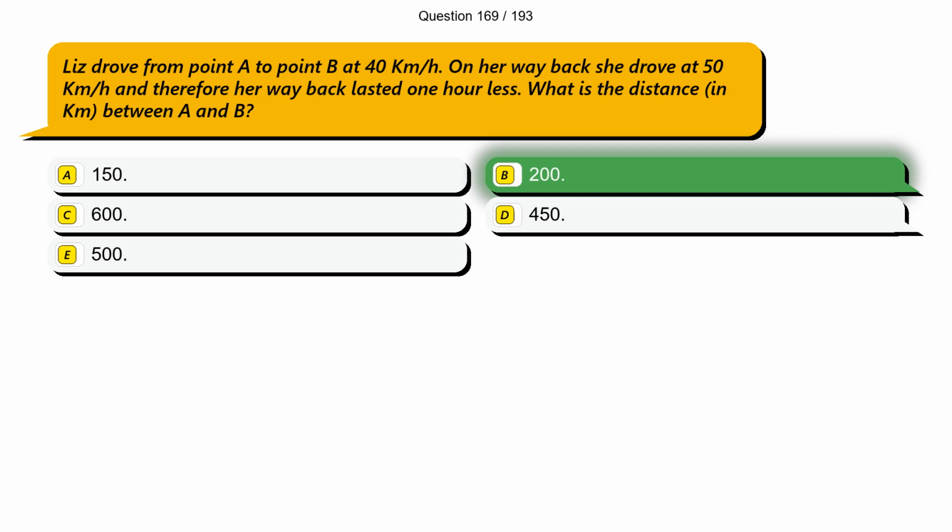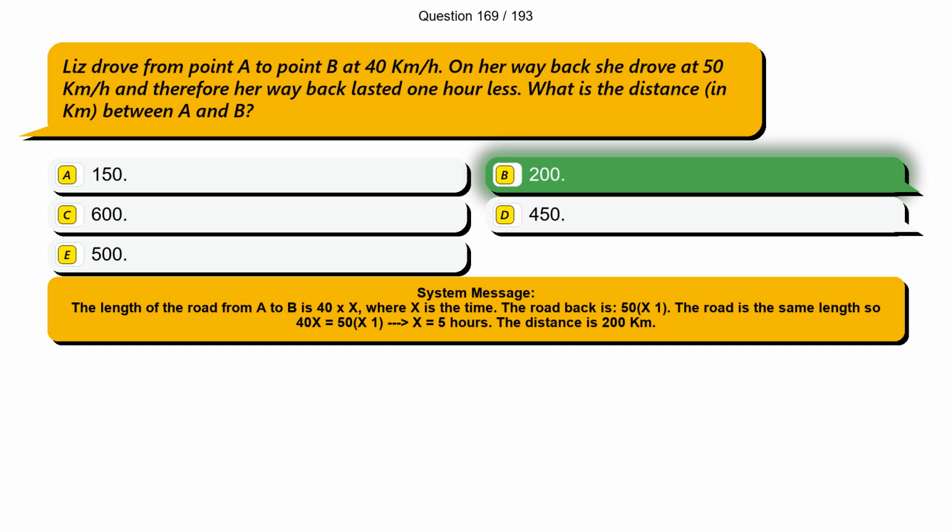The correct answer is option B, 200. The length of the road from A to B is 40x, where x is the time. The road back is 50 times (x minus 1). The road is the same length, so 40x equals 50(x minus 1), x equals 5 hours. The distance is 200 kilometers.